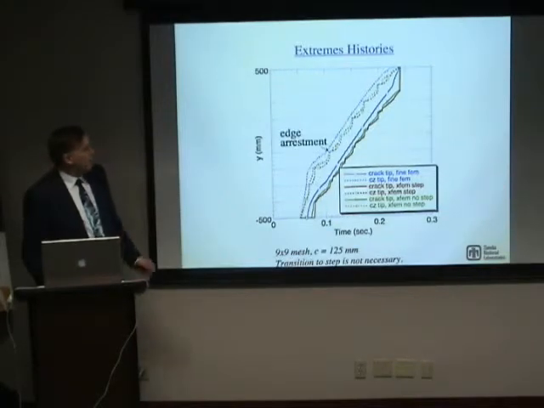Okay. And another thing that you notice here that's a numerical attribute is you tend to get an arrestment of the crack at element edges. The grid here represents the element size, and you tend to get an arrestment of cracks at those edges.